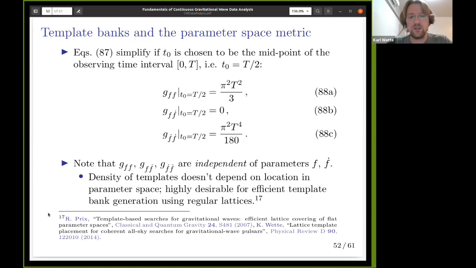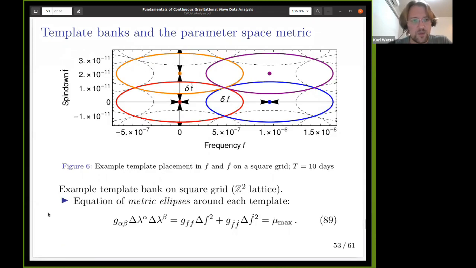because that means you can basically use a kind of regular grid, or in higher dimensions a regular lattice, to generate your template bank in an efficient way, and that way you can optimize to reduce the number of templates that you need, because the metric has this nice simple form, which makes it easy to do. And I think I'm onto my last couple of slides here.